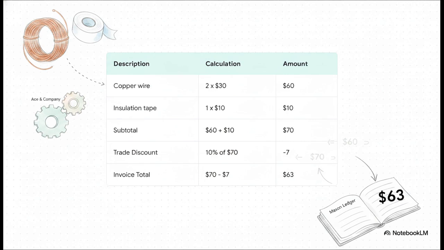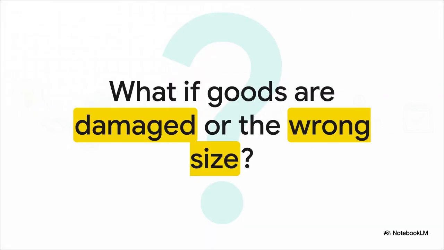Imagine a supplier, Mason & Son, selling to Ace & Company. The buyer wants 2 rolls of copper wire at $30 each and 1 roll of insulation tape at $10. That brings our subtotal to $70. But because a 10% trade discount is applied, we deduct $7 right off the top. So the final invoice total drops down to $63. When both companies go to record this in their ledgers, they're both going to record the transaction at $63. That original $70, it just completely vanishes from an accounting perspective. Poof.